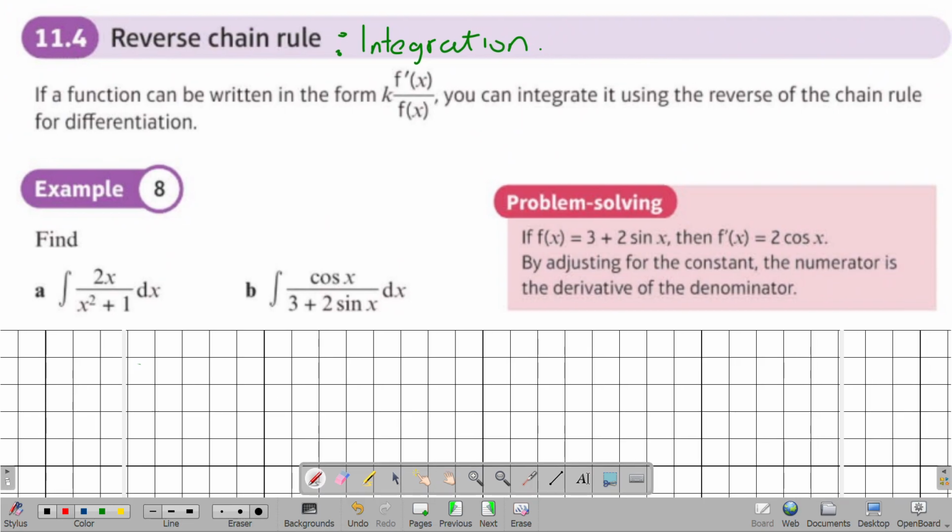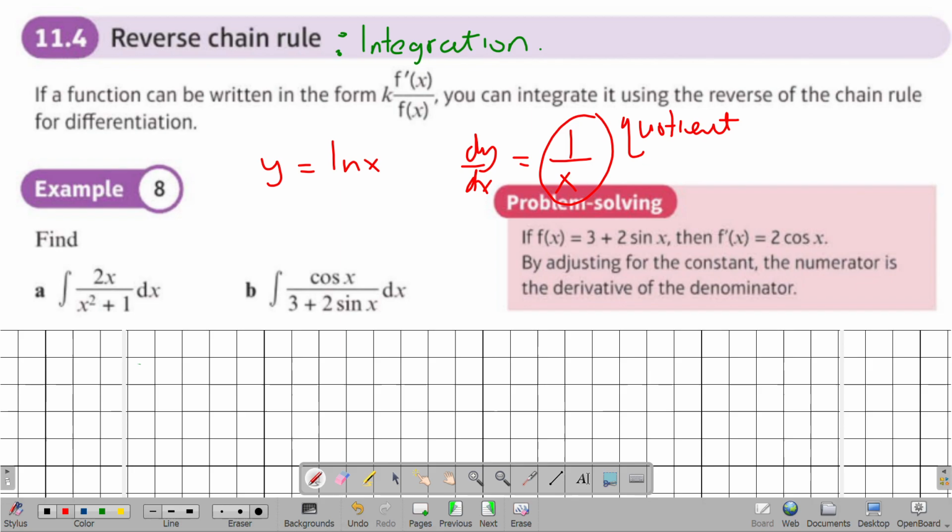So if we can just restrict to what we understand already, we said if y is equal to natural log of x, you will find out that the derivative, which I proved in one of my lessons, is 1 over x. And when you look at this quotient itself, there is a relationship between the denominator and the numerator. So the relationship is, if this denominator is f of x, you find out that if I differentiate f of x, which is x here, I get a constant. So there is a relationship.